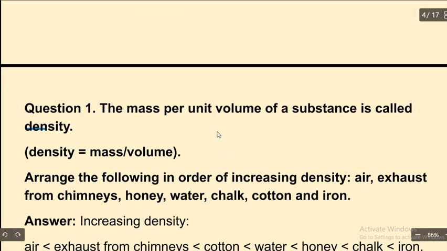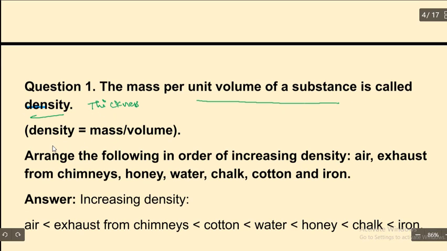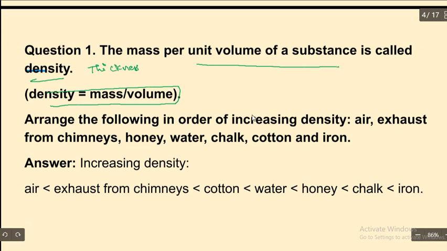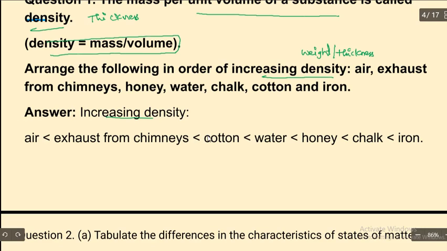So next question: the mass per unit volume of a substance is called what? Density. Density, somewhat we can say thickness. You know that density is nothing but mass by volume. So let us arrange some things in increasing order of their density. Here, you have to remember density like weight and thickness. Increasing means small to big. You have to arrange in that manner.